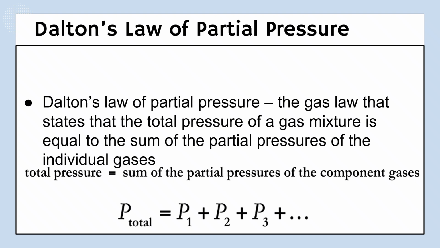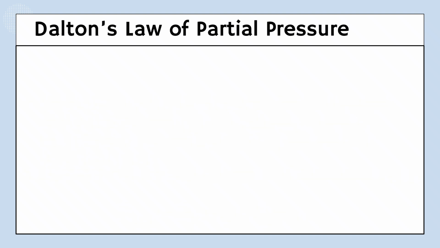So now we're going to talk about what Dalton's law of partial pressure is. Dalton's law of partial pressure is the gas law that states that the total pressure of a gas mixture is equal to the sum of the partial pressures of the individual gases. So we can write this equation: total pressure equals the sum of the partial pressures of the component gases. So P total equals P1 plus P2 plus P3. So pressure 1, pressure 2, pressure 3, and so on for all of our pressures.